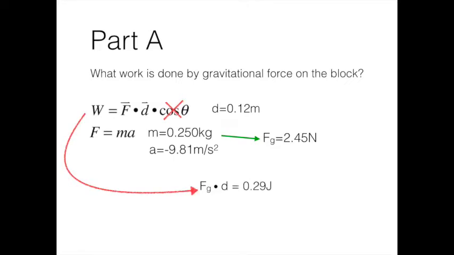Multiply that by displacement in the original equation. Remember, we don't have to worry about cosine of theta, because that is 1. And we get Fg times displacement equals 0.29 joules.